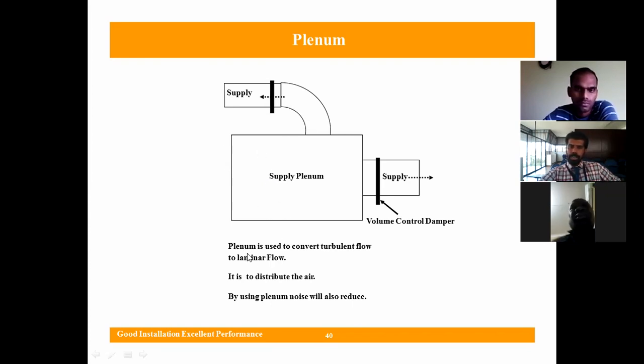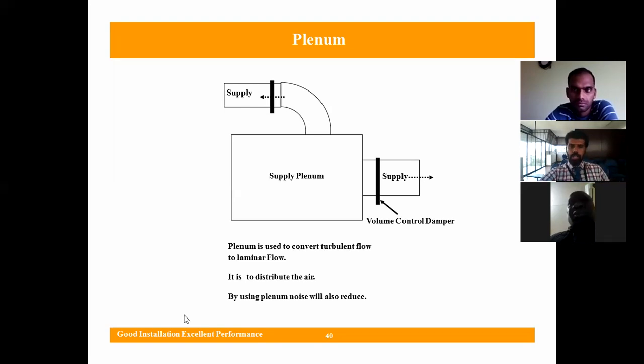So what do you mean by plenum? Plenum is used to convert turbulent flow to laminar flow. Turbulent, you know, is vibrating, going in irregular shapes. Laminar means a smooth, steady flow. So in order to have a smooth flow through the duct, we could place a plenum box where there are many branches coming together, so that the air will be uniformly distributed without making much noise, and the flow will be distributed smoothly.